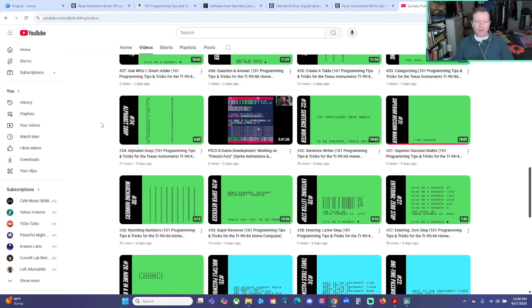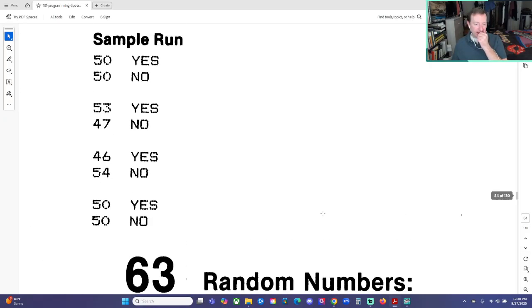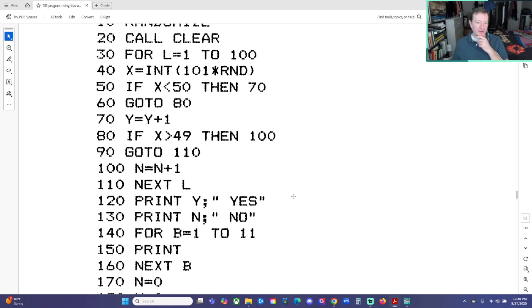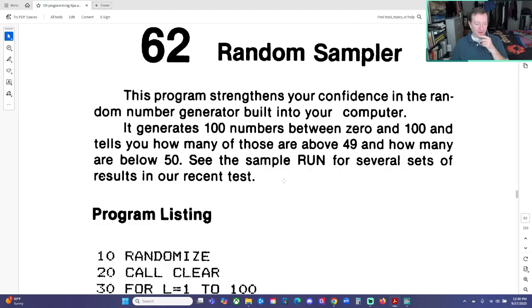And then I'm trying to work through, at least right now, all 101 programs in this book. I've been looking at 101 programming tips and tricks for the Texas Instruments TI-99 4A. So I'm doing that periodically, starting and stopping this stream on Twitch so I can have separate videos for every program. But I've got a long list of TI-99 4A content I want to do and various other kinds of retro content I want to do.